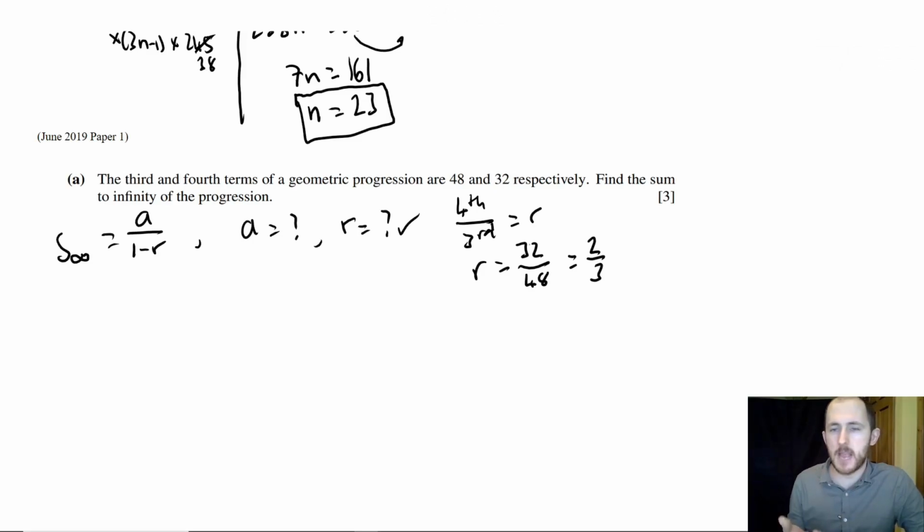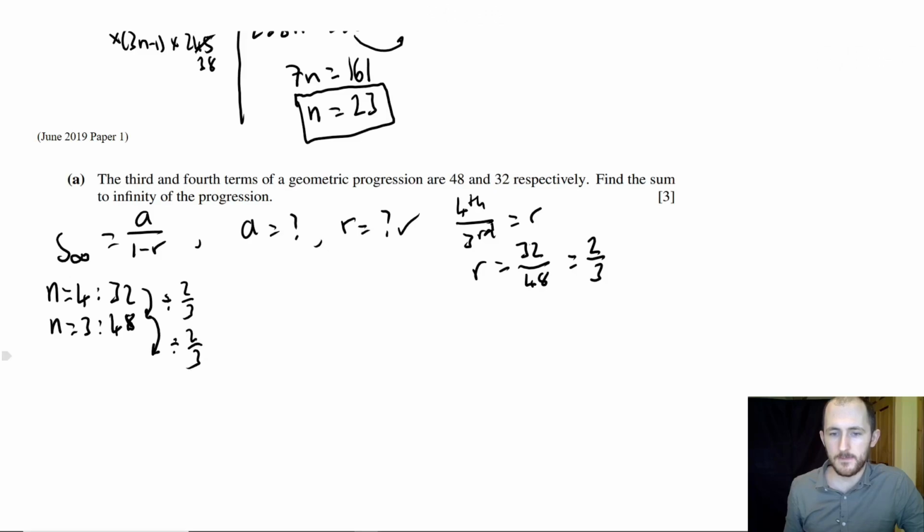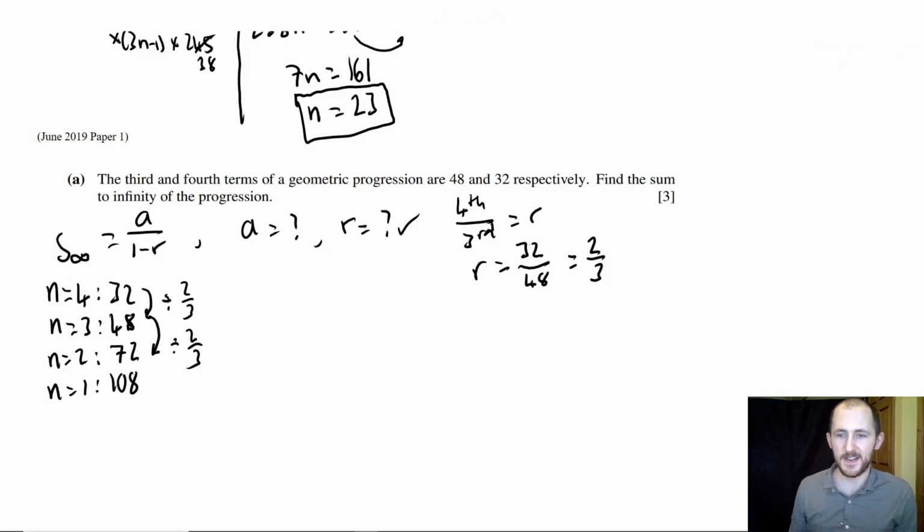Well, again, using the same logic, N equals 4 gave us 32. N equals 3 was 48. So all I need to do is continue dividing by 2/3. And if you remember, dividing by 2/3 is the same as timesing by 3/2. So you times it by 3 and then half it, and you just keep going from there. So that'd be 72. And N equals 1 would be 108. Okay, so now we know both of those, which means we can now just use our sum to infinity.